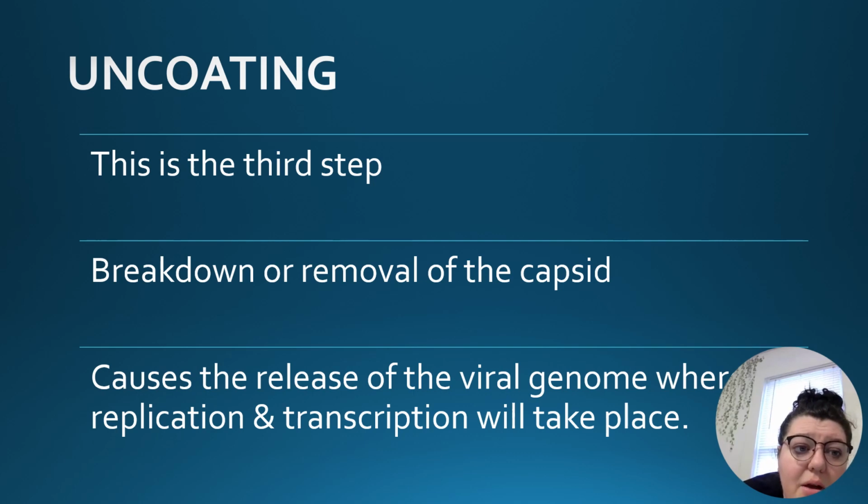Next, we have uncoding, and this is the third step. So this is when that virus will break down or remove the capsid that we talked about earlier, that kind of protein layer. And once that happens, it causes the release of the viral genome, where replication and transcription will take place.